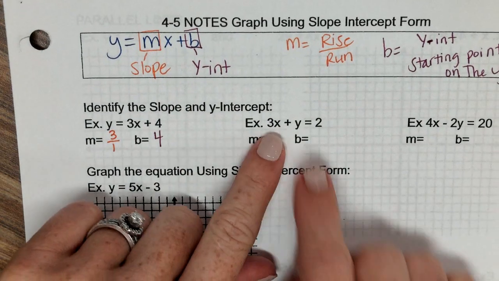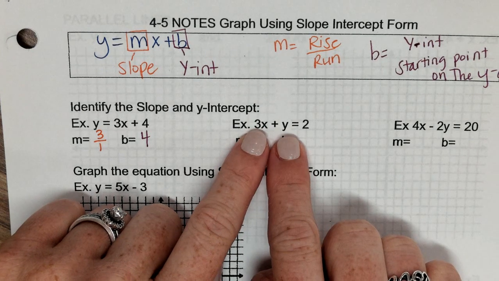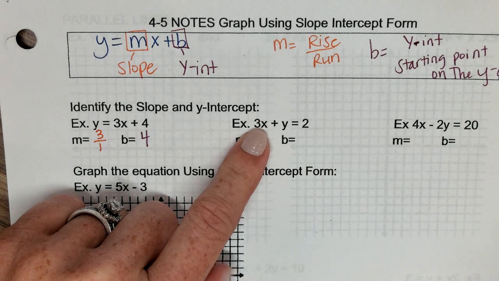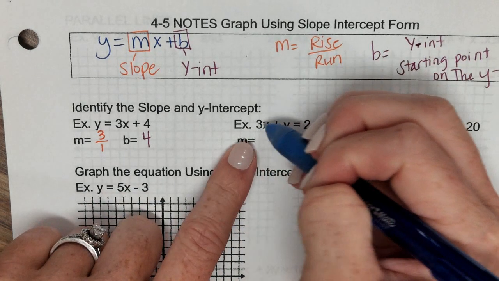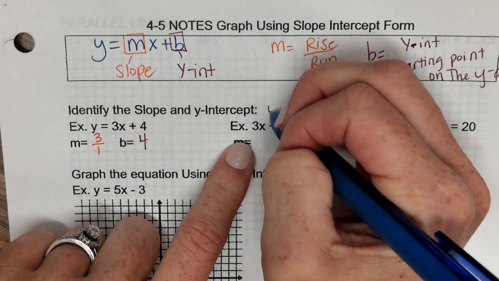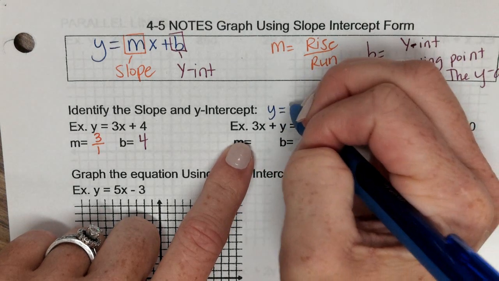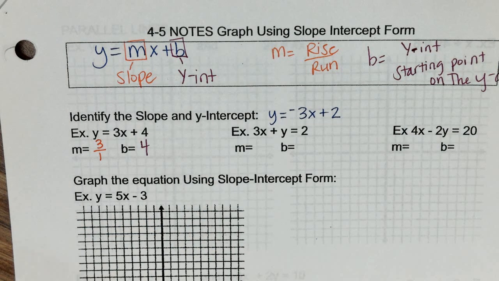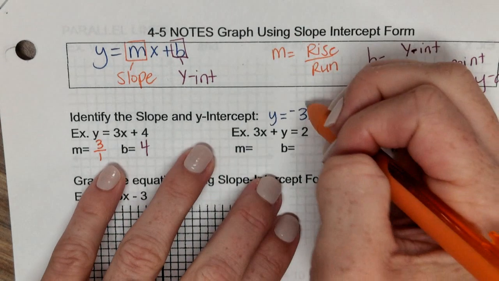Now, look at the next equation. Is it in slope-intercept form? No. So your first job would be to rearrange it. So how would you get this 3x to the other side? Subtraction. So I would have y equals negative 3x plus 2. Is it now in slope-intercept form? Yes.